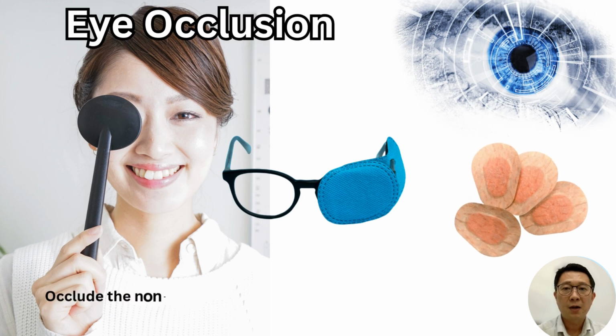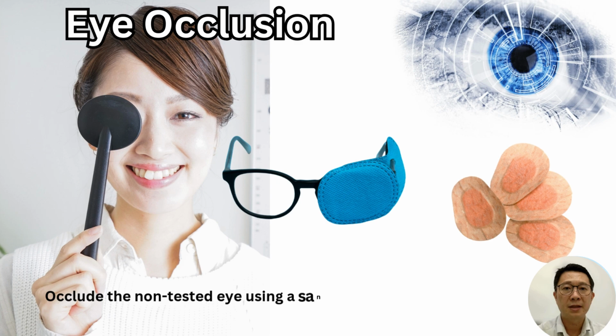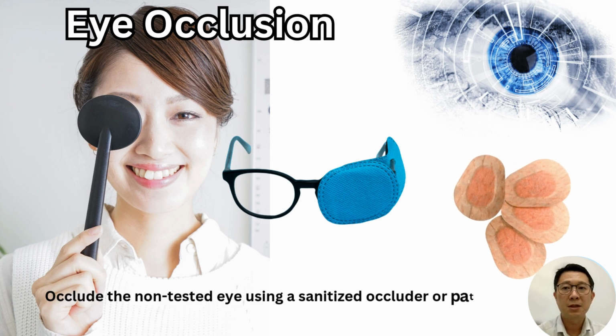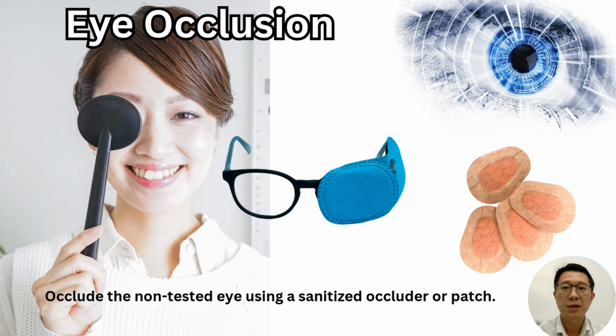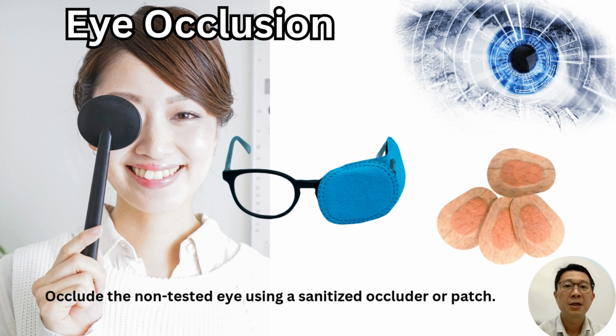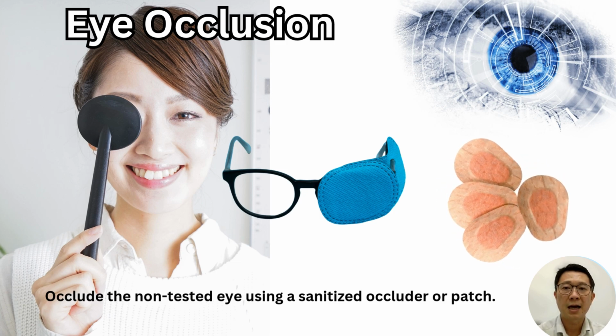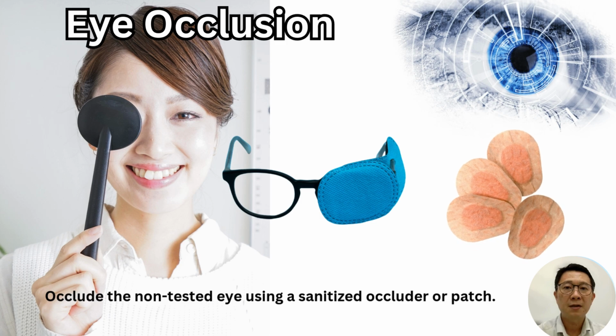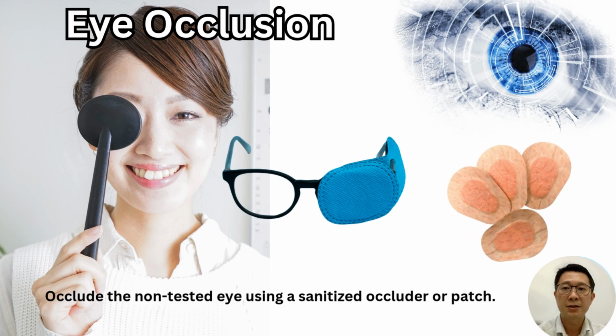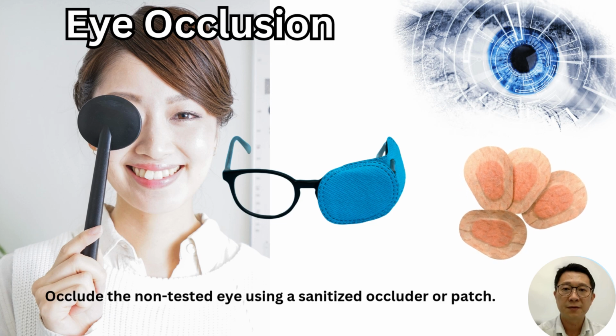And remember to cover the eye that is not being tested. This is done using a clean, sanitized occluder or a fresh eye patch. Proper occlusion ensures that only the test eye is used, preventing interference from the other eye and ensuring accurate visual field results.